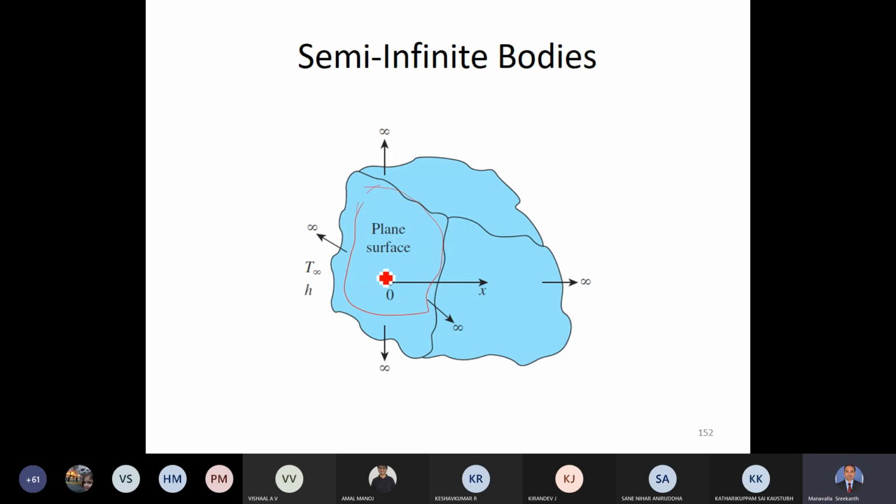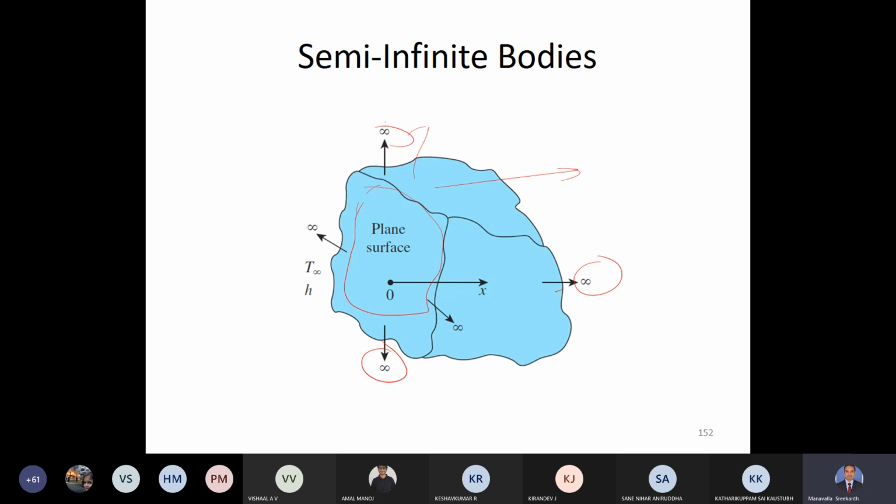It feels the temperature changes, but you can see the other directions, they are extending to infinity. Therefore, these other sides are quite far away from this plane surface. So whatever is happening on this side may not be felt on this side. So when we are talking about the large bodies, this is possible. Such bodies are called semi-infinite bodies.